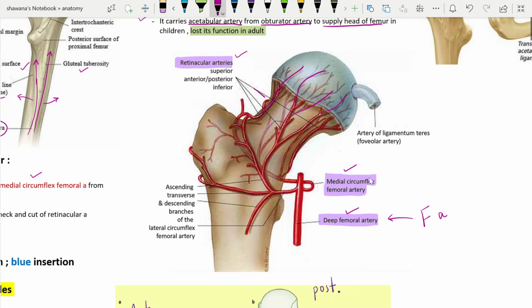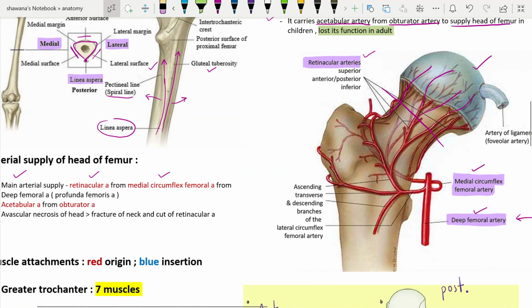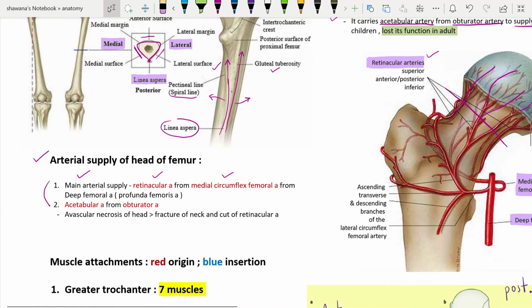As you can see, they branch off to supply the head of the femur, and in conditions when these arteries are cut, in case of fracture or any trauma, it results in necrosis of the head of the femur, and it is a very severe condition.